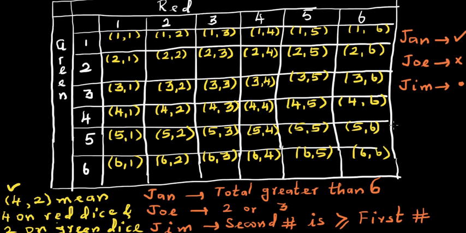Let's do a tick for Jan. Jan wins when the total is greater than 6. So let's put a tick for every outcome where the total is going to be greater than 6. 1, 1 is less than 6, since 1 plus 1 is 2. 1 plus 2 is 3, so this is less than 6, this is less than 6, and this is the only one which is greater than 6. Let me use a different color for each. This is for Jan.